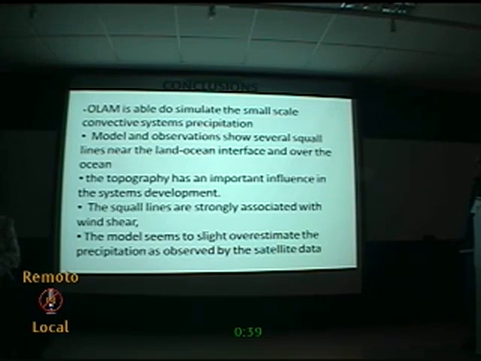by satellite data. So, like the previous work, this is ongoing work, and we still have to do some more intercomparison with observations. Thank you very much.